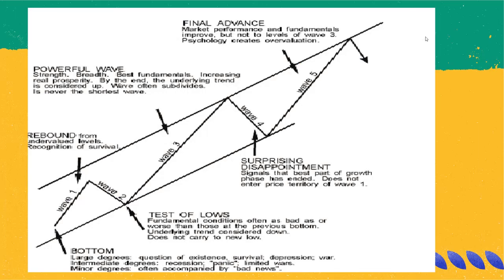If you summarize all these points, we can see wave 1 is formed right at the bottom. Once it is formed, there is a lot of negative news in the market. There is a situation of panic, wars, and everyone is frightened. Once wave 1 is formed, there is a retracement known as wave 2. And basically fundamental conditions are often as bad or worse than at the previous bottom.